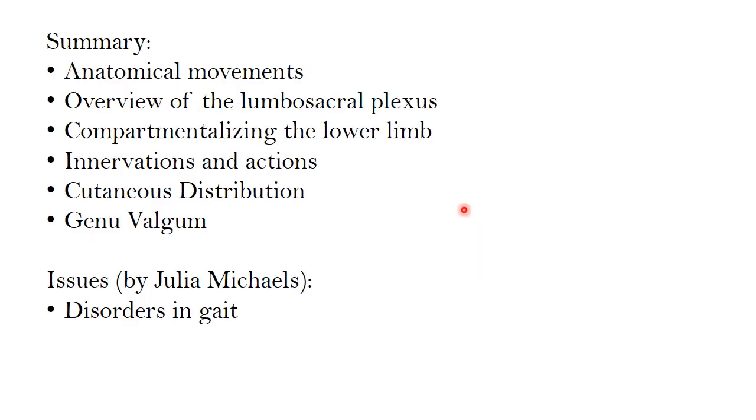I just want to go over what we are going to cover in this lecture. First, anatomical movements of the lower limb, because it's a bit different than the upper limb, and I'll explain myself when we get to it. The overview of the lumbosacral plexus, what the nerves are coming off of it, where they're coming from, where they're going, what they're innervating. Compartmentalizing the lower limb, I think, is very helpful, not only for identifying muscles of certain compartments, but where they are attaching and what they're doing. To continue, innervations and actions of those muscles, cutaneous distribution of the skin of the lower limb, and then something called genu valgum, which I'm sure you guys have heard about, but I'm going to cover as well in this lecture.